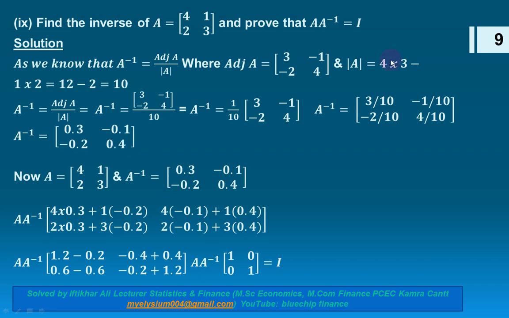And after that, A multiplied by A inverse, A matrix is 4, 1, 2, 3, and A inverse equals 0.3, minus 0.1, minus 0.2 and 0.4. So simply we multiply these two matrices, first row first column, first row second column, and here second row first column, second row second column. And after the multiplication, it will become 1, 0, 0 and 1. So it is the pure form of identity matrix. So it is proved that A multiplied by A inverse equals identity matrix.